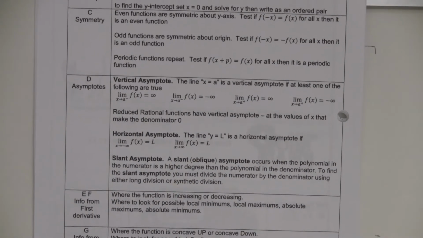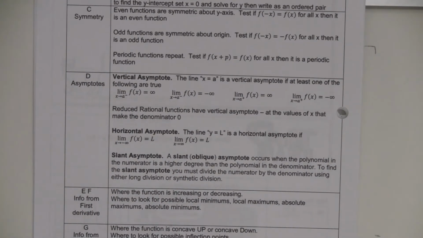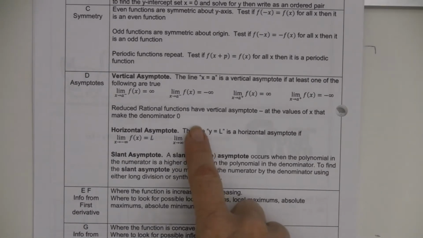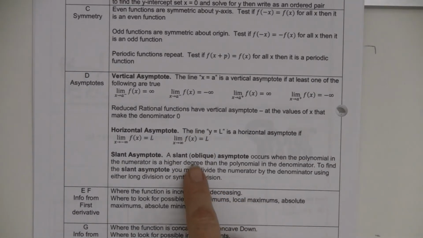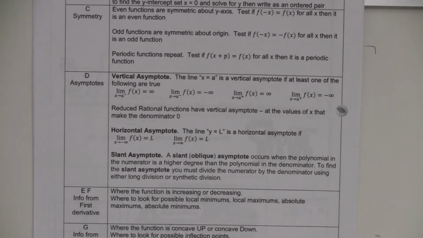And then the slant asymptote we talked about is, if you don't have a horizontal asymptote, it's possible that you have a slant asymptote, or an oblique asymptote. Slant means it's a line, and oblique means it could be something other than a line, like a polynomial. And ours, in our book, are all lines. So I guess I'll just focus on that.